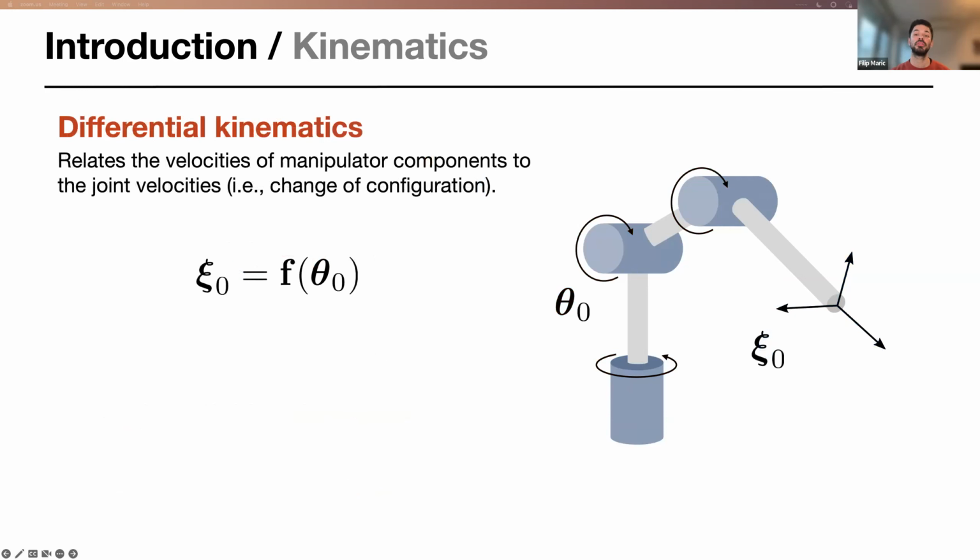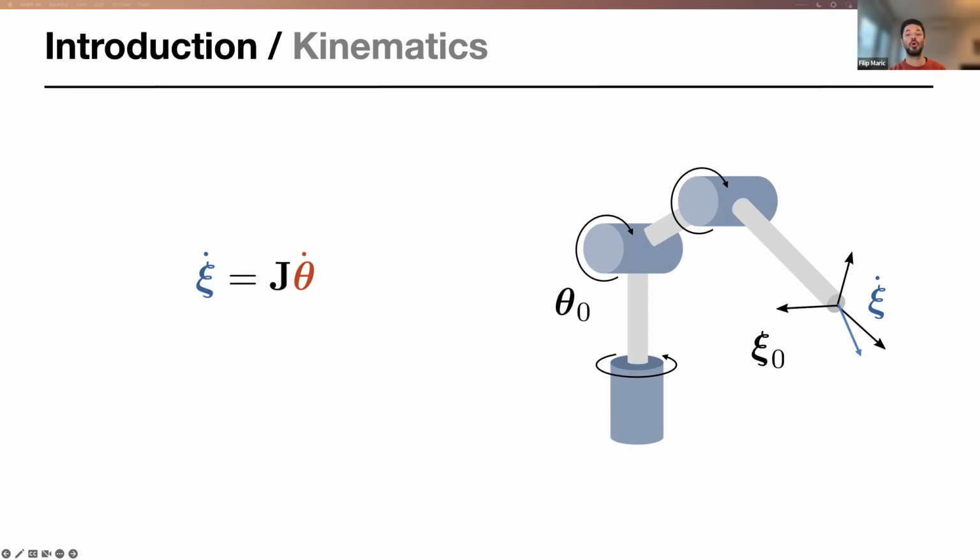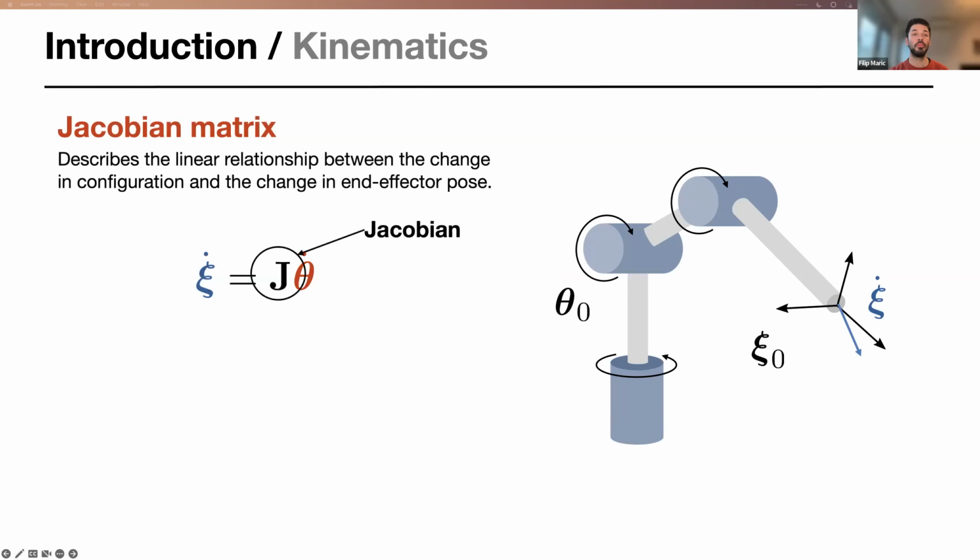And these optimization-based approaches can be related to the problem of differential kinematics, which looks at the relations between end effector and joint velocities. Here we consider the derivative of forward kinematics with respect to joint angles. And this derivative is known as the manipulator Jacobian matrix, and it gives a linear approximation of the relationship between the change in configuration and change in end effector pose.